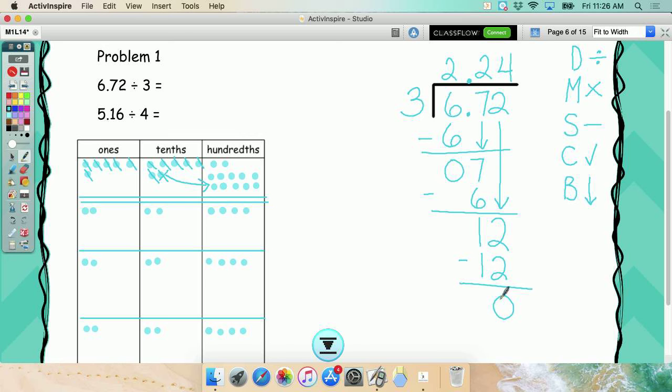Okay, now how do I check to make sure I did this right? You multiply. I multiply. So I'm going to take my, what? Your quotient answer, times my divisor. Divisor. Good job. So, times 3. Go ahead and do the math.